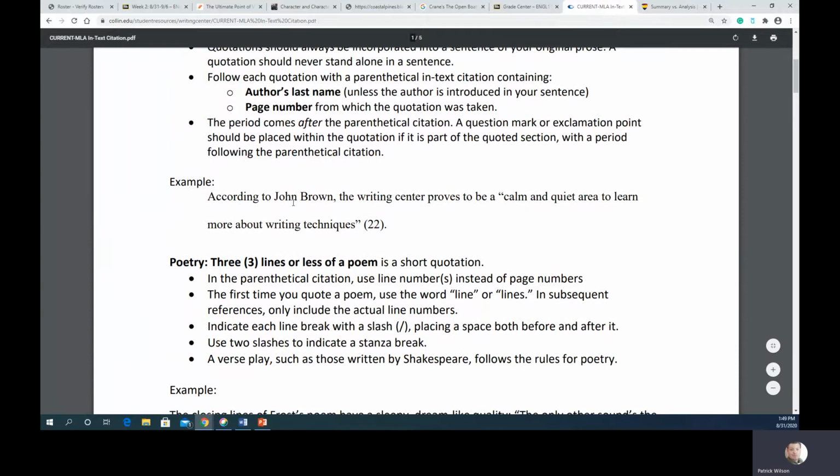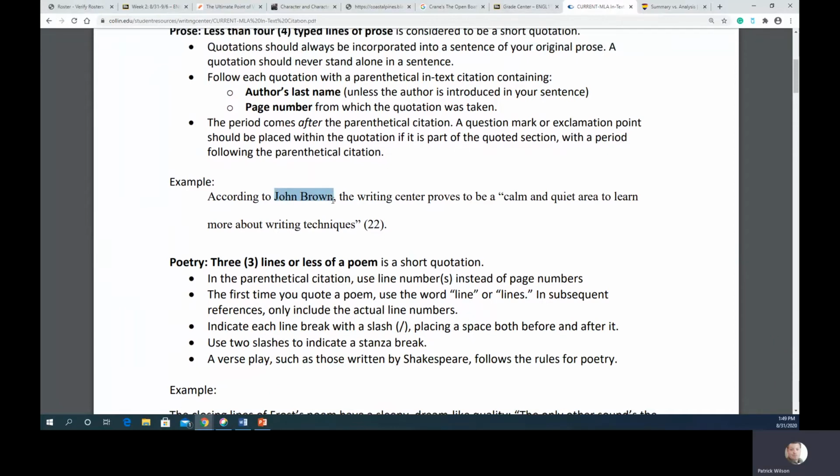Right? According to John Brown, the Writing Center provides a calm, quiet area to learn more about writing techniques. So notice, we have a particular author, first and last name already mentioned. We move in, we have a signal phrase, right? According to. So if you need to learn some more about signal phrases, I would go to your Google search engine and type in MLA signal phrases to use. And you're going to get a whole load of signal phrases that you can choose from.